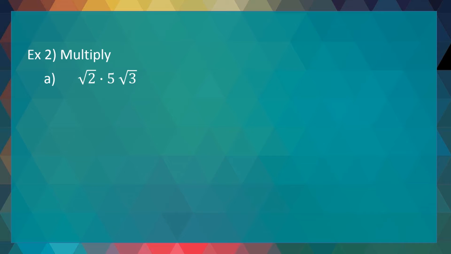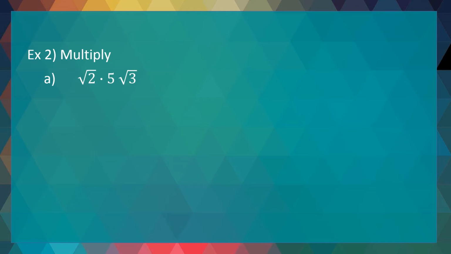Example 2, multiply. For a, we have the square root of 2 times 5 square root 3. Now this looks a little different. We're not just multiplying radicals. Now we have numbers or coefficients involved as well. What I want you to notice is the 5 is touching the square root 3.